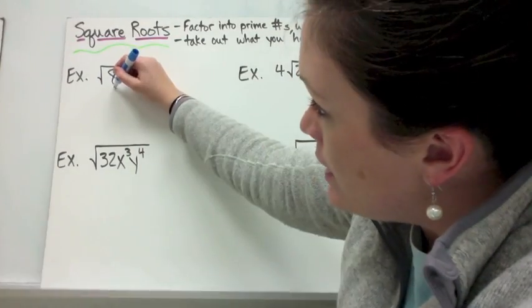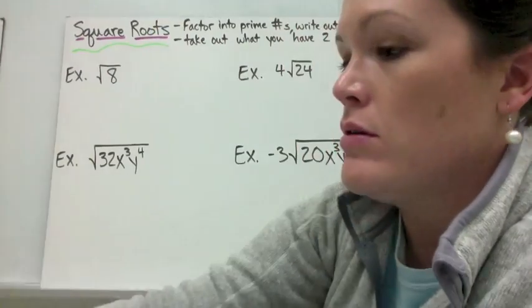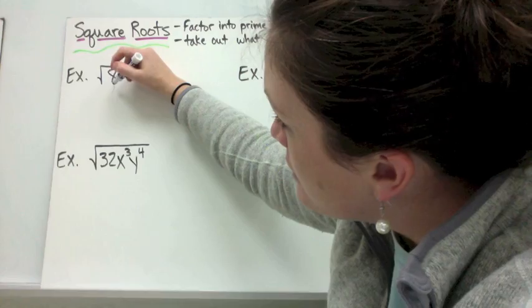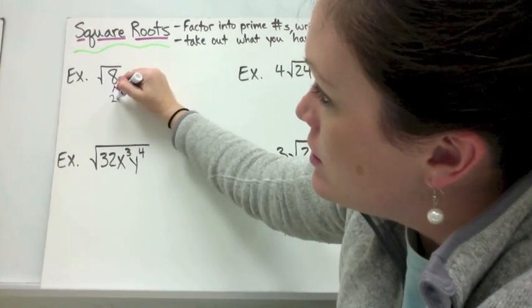So if I factor out 8, let me get a marker that works. We could say 8 comes from 2 times 4.